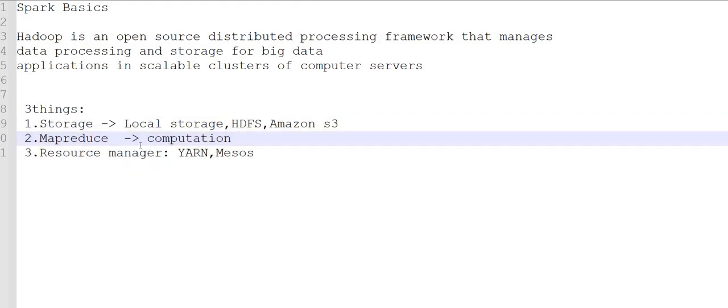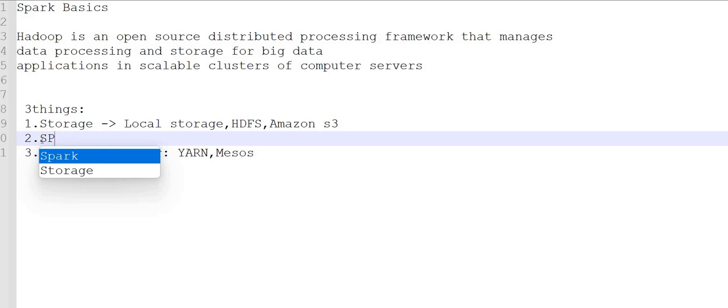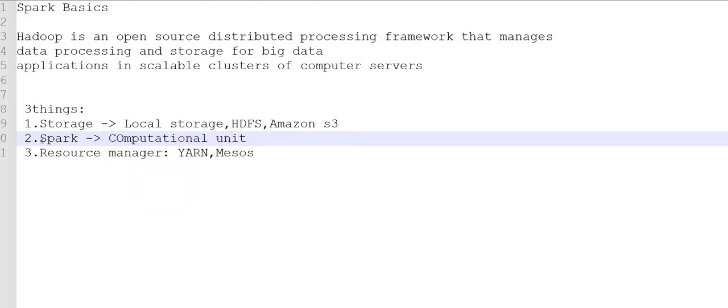Then what is Spark? Spark is a replacement of this MapReduce. What I mean is, we can replace MapReduce with Spark. Spark is a computational unit, which means it is used for computation purposes.